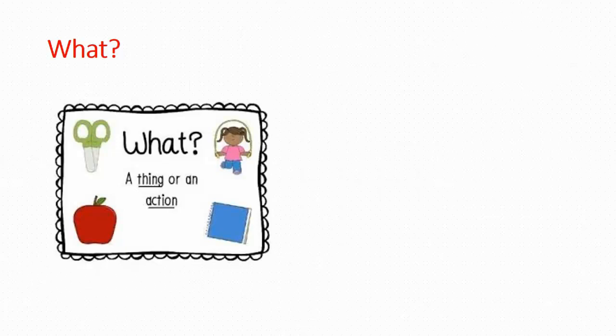What? We use the question word what with a thing or an action. Things like scissors, apple, or book. Or actions like skipping. And ask, what is this? The answer may be, it is a pair of scissors. For an action, you can ask the question, what is she doing? The answer may be, she is skipping.